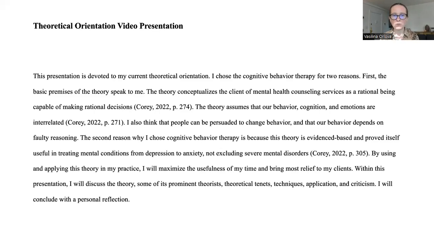The second reason why I chose cognitive behavior therapy is because this theory is evidence-based and it pays a lot of attention to the outcomes, measurable outcomes. It formulates the objectives, and it is focusing on the changes that can be measured. So that appeals to me. By using this theory, I'm hoping to maximize the usefulness of my time and my services for my clients and for myself, bringing them most relief and helping them to achieve their wellness goals.